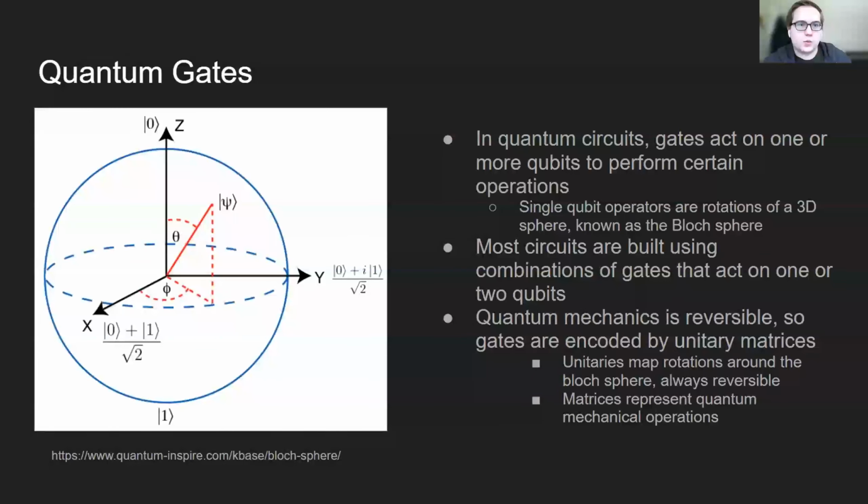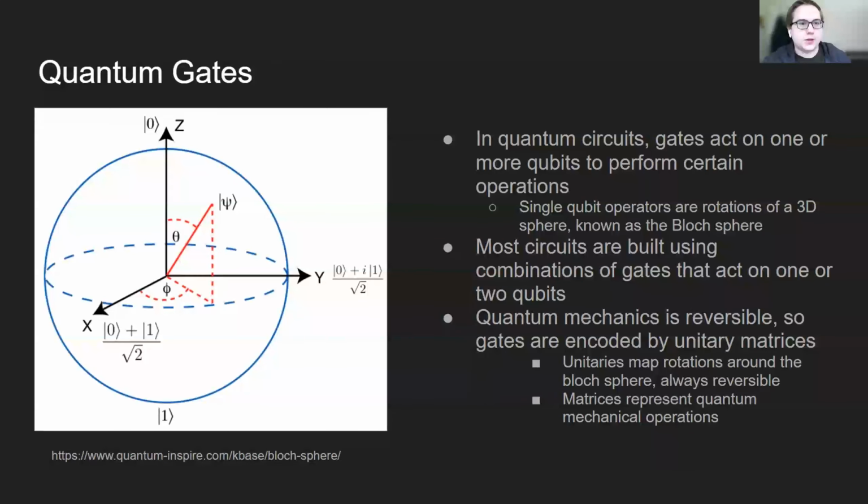So now we'll touch on quantum gates. Quantum gates are similar to classical gates, they're the building blocks of these quantum circuits, right? These gates generally act on one or more qubits to perform certain operations. And in particular with single qubit operators, we can imagine the function of an operator as being a rotation of this 3-dimensional sphere, which we call the Bloch sphere.